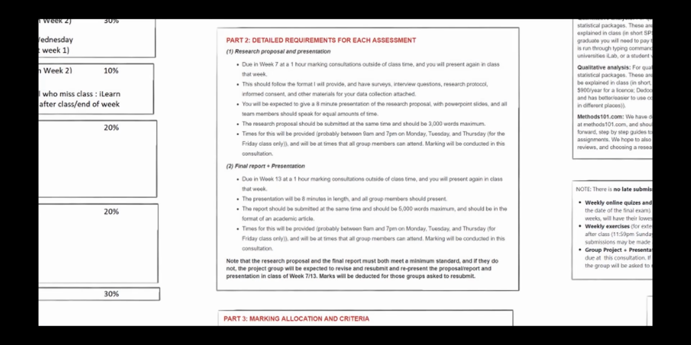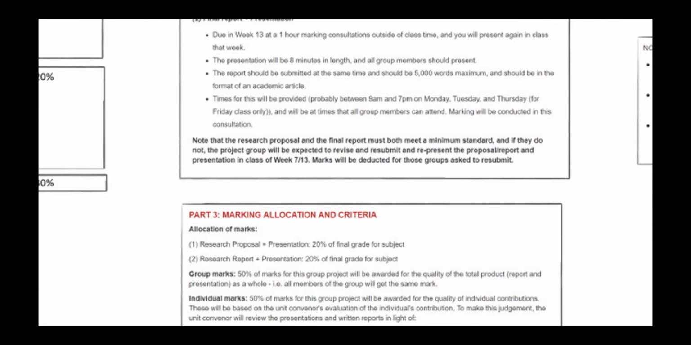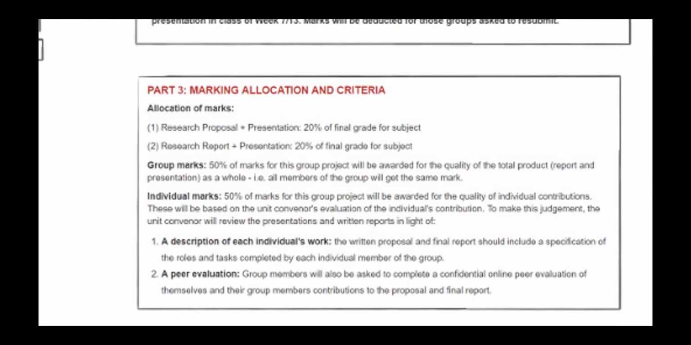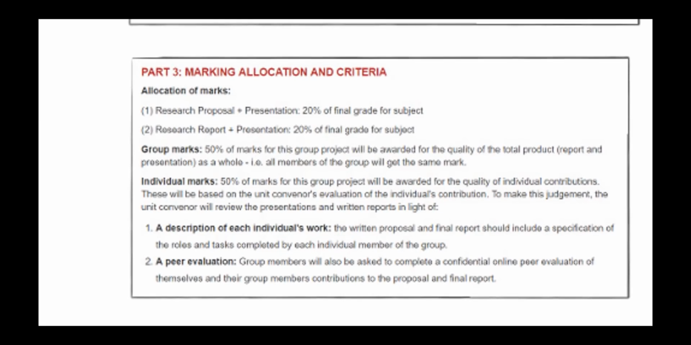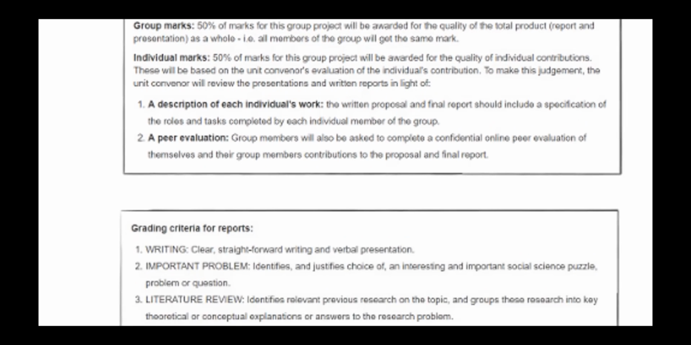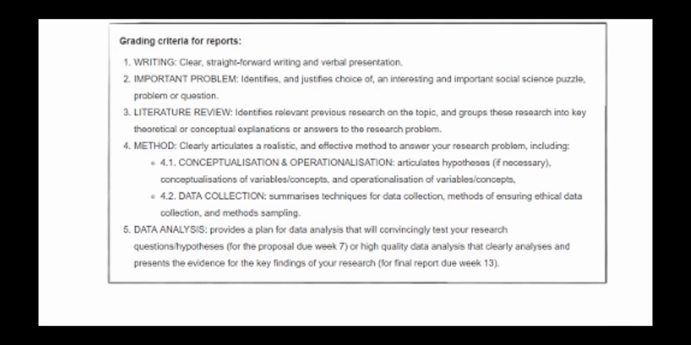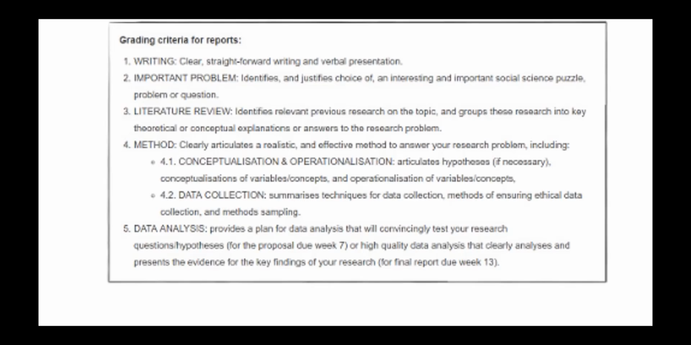And then also note, as I've already talked about, that your marking is allocated half for group marks and half for individual marks. There is also a grading criteria in the outline. This is so that when you're writing your proposal and your final report, you keep coming back to this.